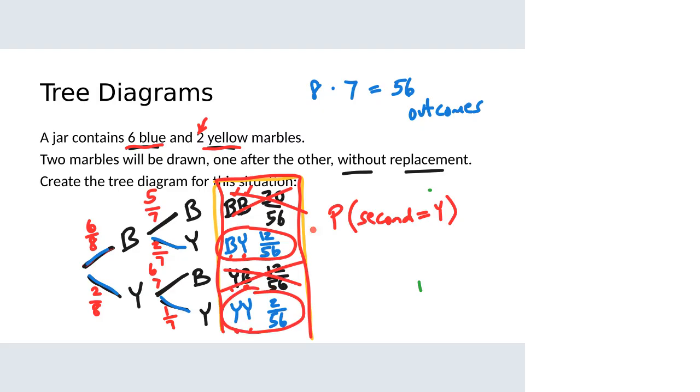So I could get the second one yellow this way or this way. So I'll add those together. Add the numerators, 12 and 2 is 14. Keep the denominators the same, 56.